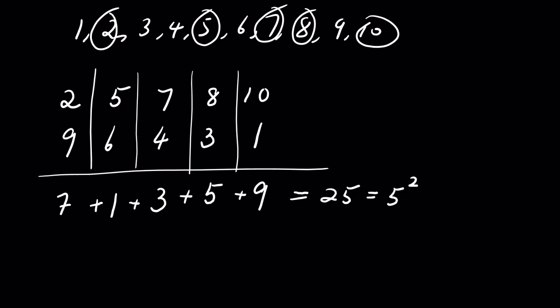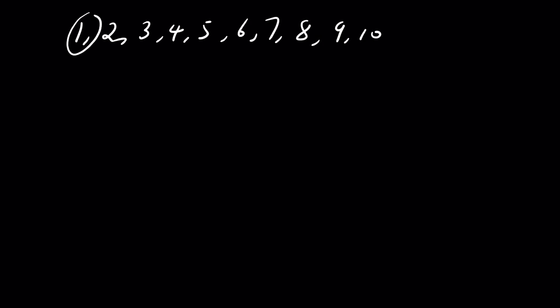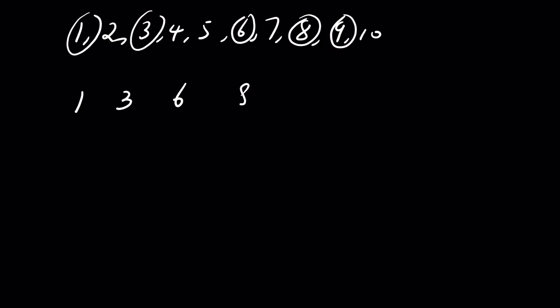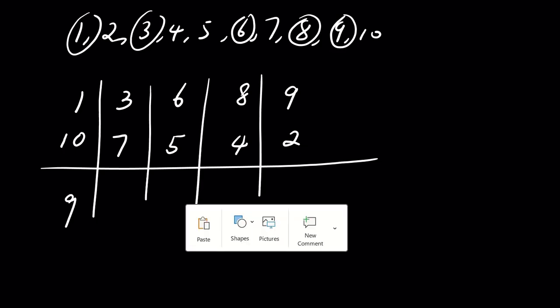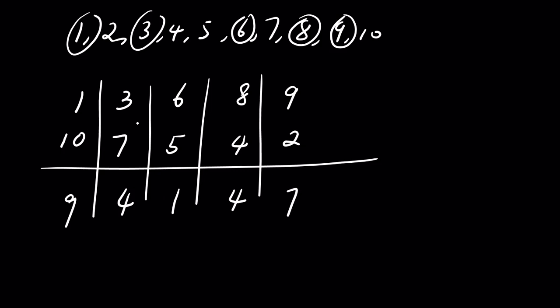Let's try again by choosing some other 5 integers. So I may choose 1, 3, 8, 6, and 9. Write these in increasing order. For the rest, write them in decreasing order. Then 7, 5, 4, 2. Then take the absolute difference for each column, which is 9, 4, 1, 4, and 7. When you add them up together, again we get 25, which is equal to 5 squared.